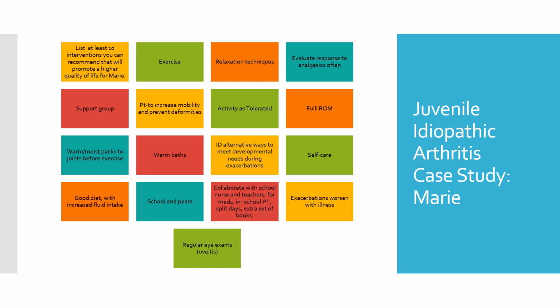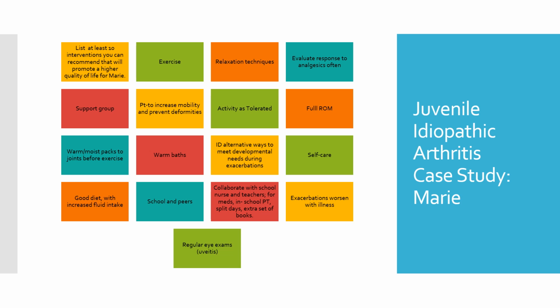Self-care, we're going to teach her about self-care, not only for her body but for her mind. So take care of herself. This can be a very depressive type thing, so make sure that the patient has good self-care habits. Good diet with increased fluid intake. School and peers, it is important that she gets to school to socialize and have peers, especially when I mentioned earlier support groups. Maybe she's made some friends from support groups.